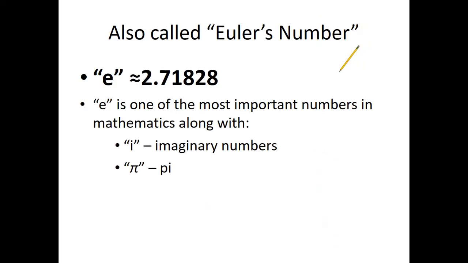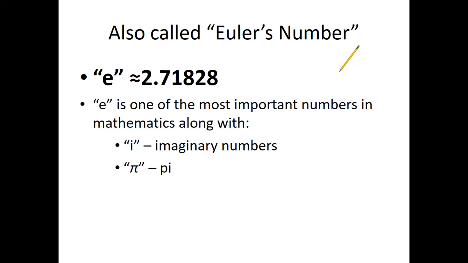So what is e? Well, it's not just the fifth letter in the alphabet. It's also called Euler's number. That's what it's referred to. It's a very important number, kind of like pi. It is an irrational number. It does not repeat, but it is a never-ending number.